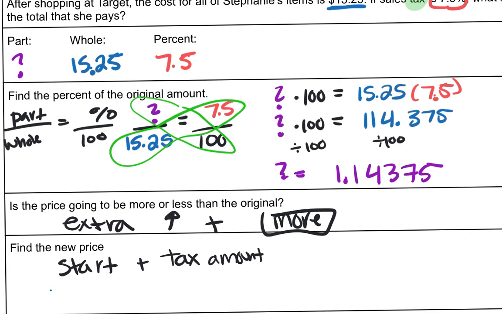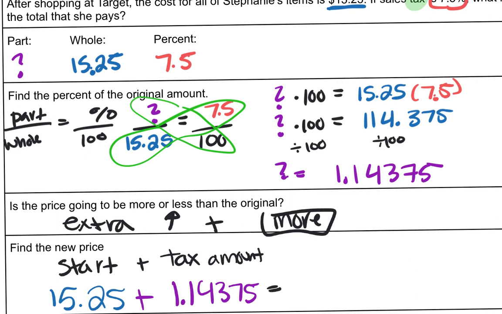My starting price was $15.25. We found the tax to be 1.14375. And it's 16.39375.